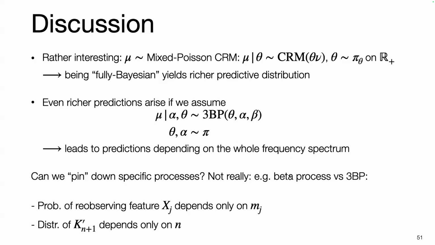And in particular, in the class of completely random measures, the probability of reobserving an already seen feature depends only on how many times that feature was seen. And the distribution of seeing something new depends only on the sample size. And the difference lies in the power law growth of certain statistics of the sample. So it is unlikely that we will be able to pin down specific processes by investigating this kind of sufficient statistics of the predictive distribution.